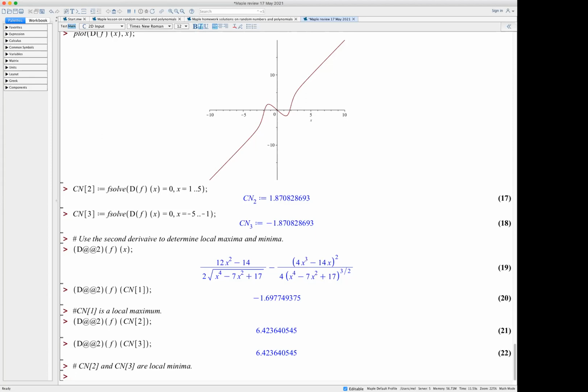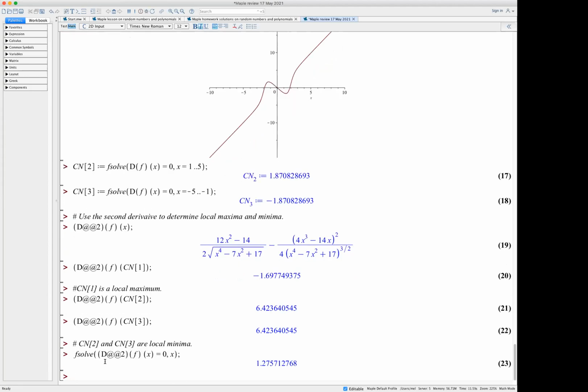Okay, understood. All right, and then we need to find the inflection points. But for the inflection points, we have to find the zeros of the second derivative. So we want to fsolve the equation second derivative of f of x equals 0. Solve that for x. And we get 1 point.